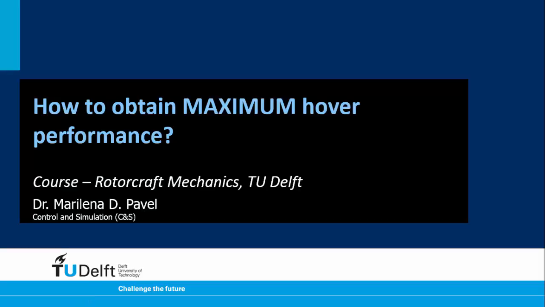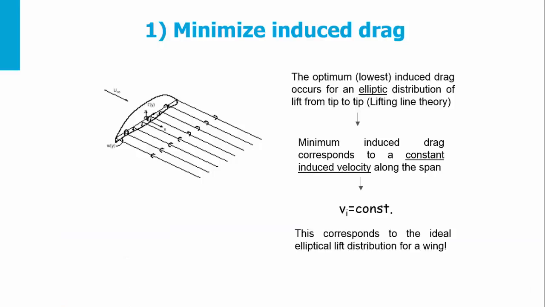Good morning. This part of the lecture will explain how to obtain maximum hover performance. If you remember, to improve the hover performance, one has to minimize the induced drag. The optimum, the lowest induced drag, occurs for an elliptic distribution of the lift from tip to tip. This is according to the lifting line theory. Therefore, minimum induced drag corresponds to a constant induced velocity along the span.